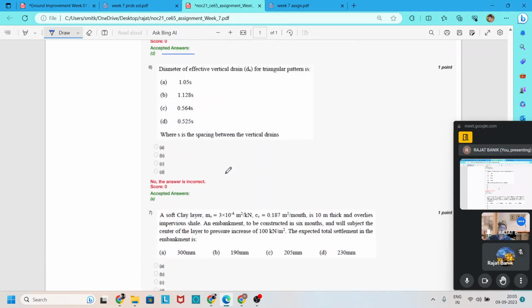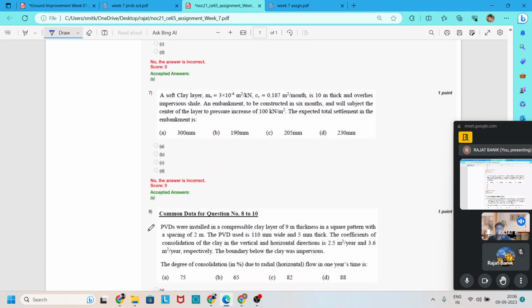Now, the sixth question. It asks for the diameter of the effective vertical drain for a triangular pattern. So we find that this is option A. We know that D, or DE, for the effective vertical drain, DE is equal to 1.05 into S, where S is the spacing between the vertical drains. The correct option here is option A.